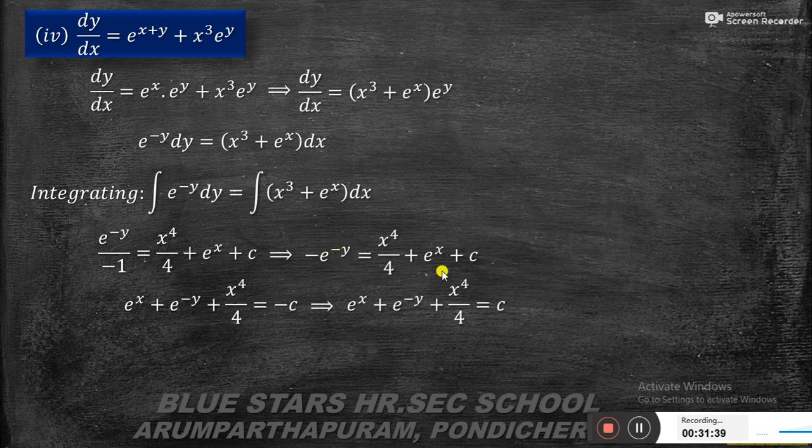Writing e^(-y) on the right hand side and c on the left hand side: minus c = x^4/4 + e^x + e^(-y). Reversing the equation, e^x + e^(-y) + x^4/4 = minus c. Therefore e^x + e^(-y) + x^4/4 = c, taking minus c as the constant c.